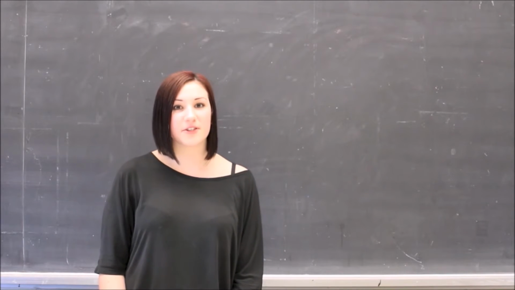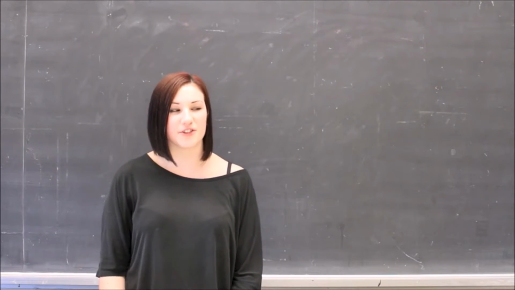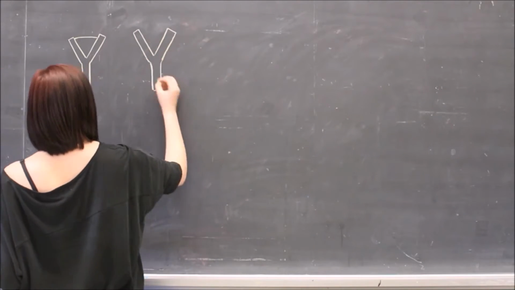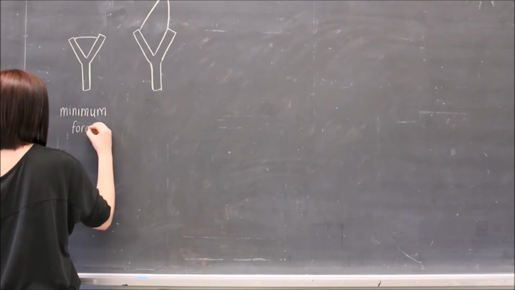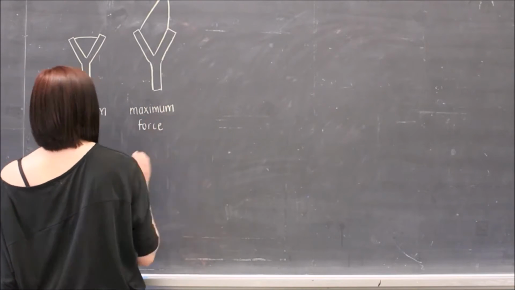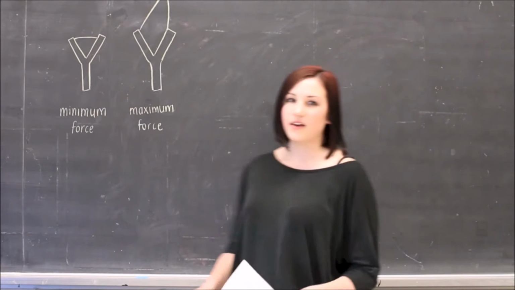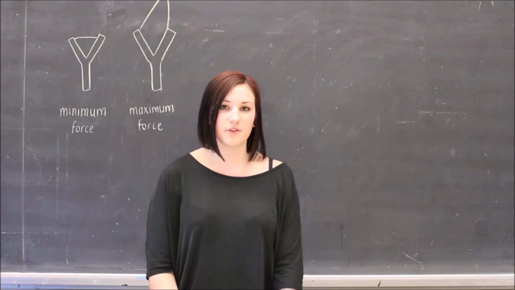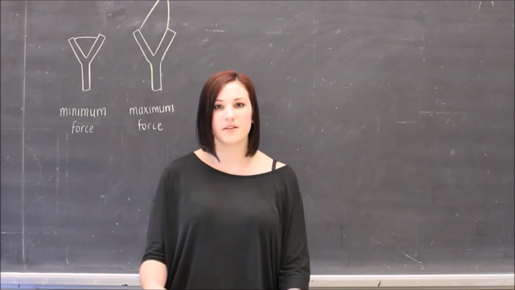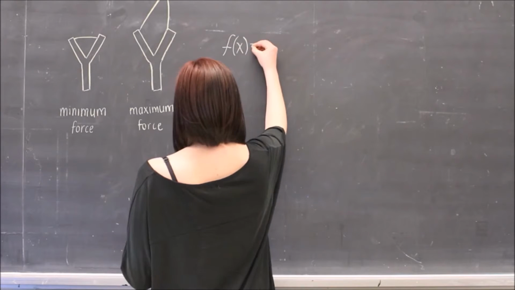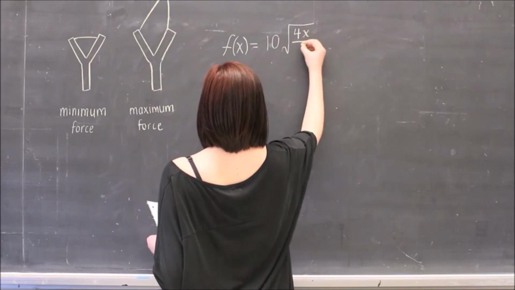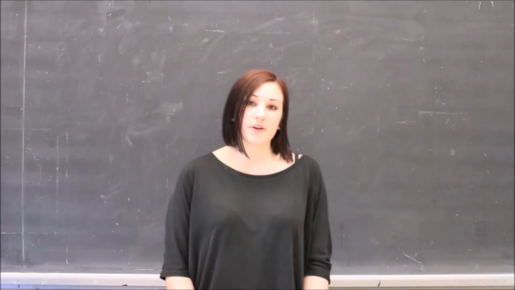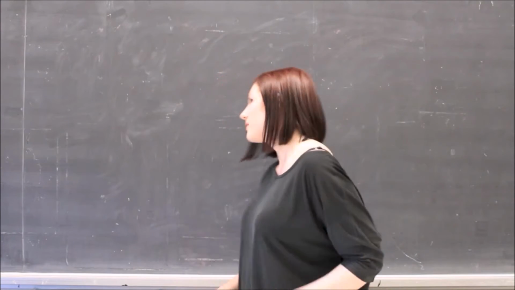Alright, I'm going to draw a picture to help us understand our slingshot demonstration. Okay, so this is the equation we found to describe the relationship between stress and strain for the rubber band on the slingshot. So now we're going to derive our equation and set the derivative equal to 0.